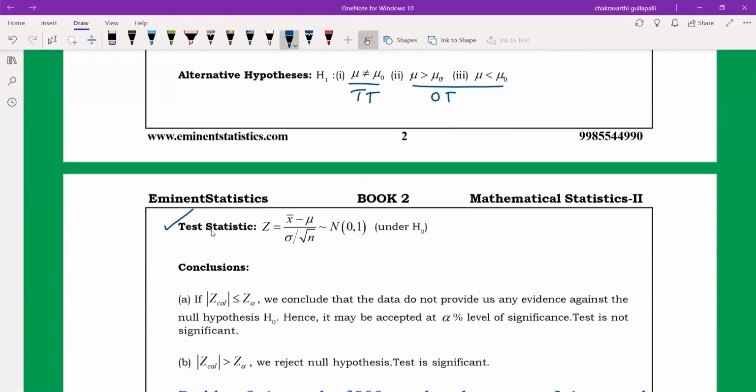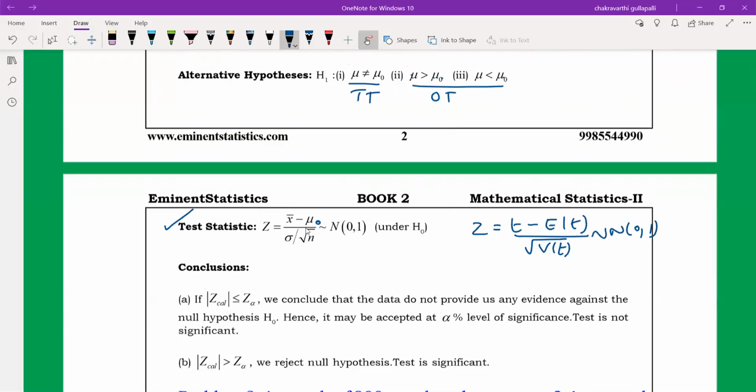Now, the very, very important one, a direct question for regional-wide universities: the test statistic. Z is equal to x bar minus mu naught, divided by sigma by root n, under H naught. Sigma is a known value, the population variance. Now the Z statistic formula: T minus expectation of T, divided by the square root of variance of T. This follows N(0,1). Now T is the statistic x bar. X bar follows a normal distribution with mean mu and variance sigma square by n. By substituting here, we get this formula. So this is the Z formula.